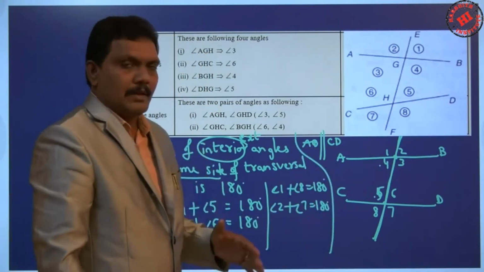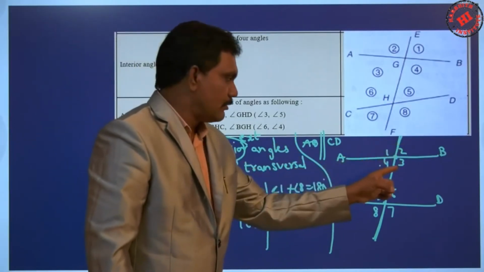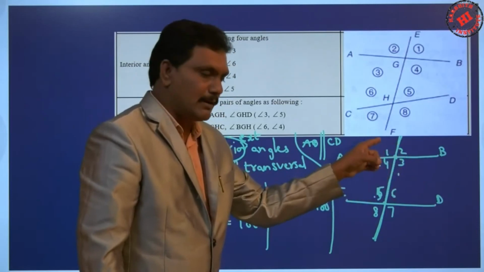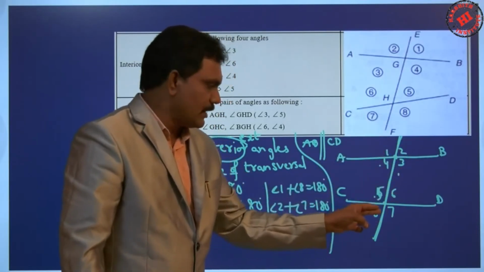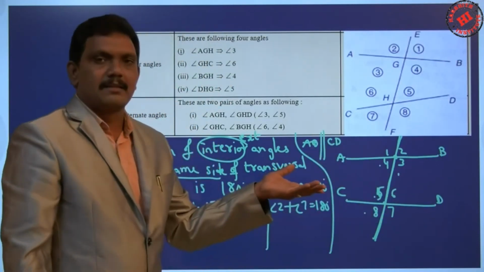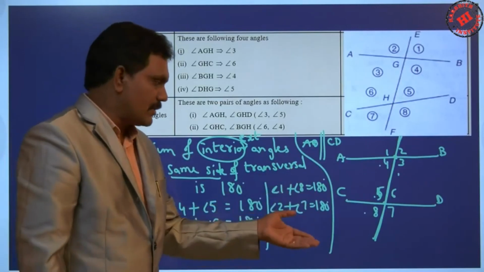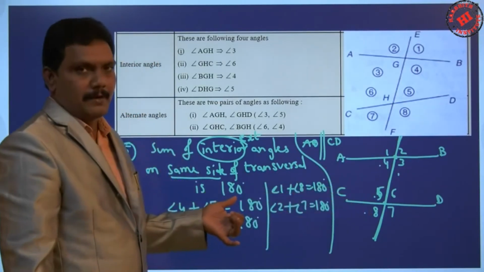As you know already, straight line angles 180. 1 plus 2 180, 4 plus 3 180, 2 plus 3 180, 1 plus 4 180, 5 plus 6 180, 6 plus 7 180, 8 plus 7 180, 5 plus 8 180. They are angles on same side of straight line. As we know, their sum is 180 degrees. These are additional points, right?